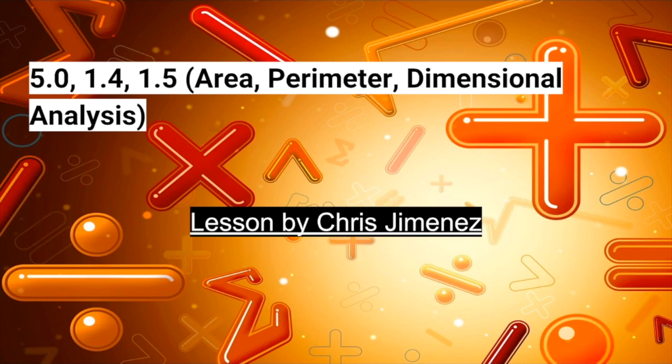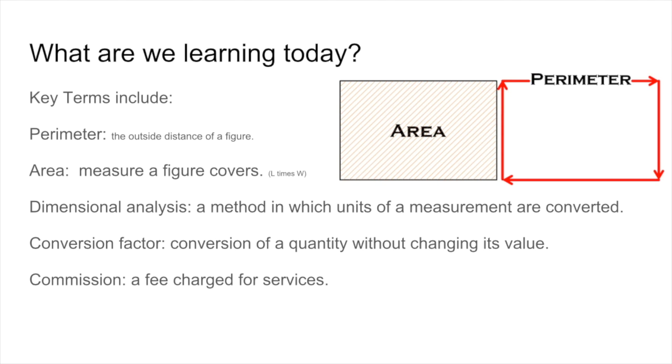Alright, so today we'll be learning about sections 5.0, 1.4, and 1.5, also known as area, perimeter, and dimensional analysis. So what are we learning today? First off, we're gonna start with some key terms. As you can see here, perimeter and area are things that you might have learned in elementary school and middle school. And this is a reminder of what they are.